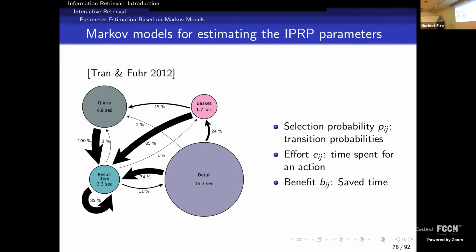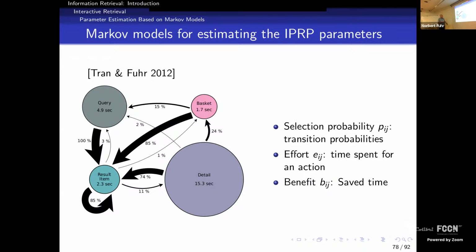So users need 4.9 seconds for formulating a query in this experiment. A single result item takes the user 2.3 seconds. Looking at the details, on average takes 15 seconds, and the basket 1.7 seconds. And then we have the transition probabilities. Also, the probabilities correspond to the width of the arrow.